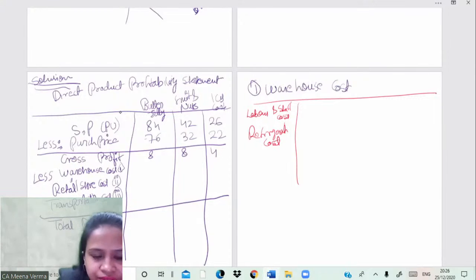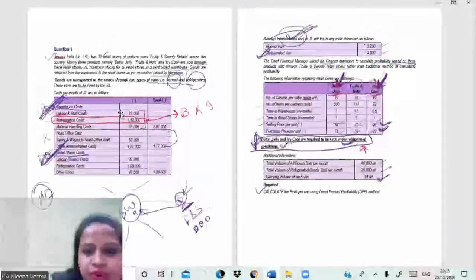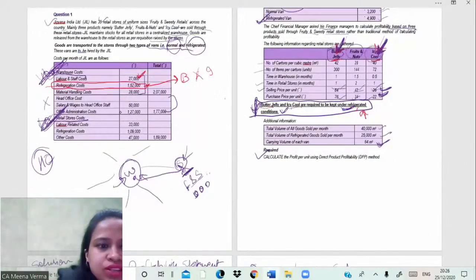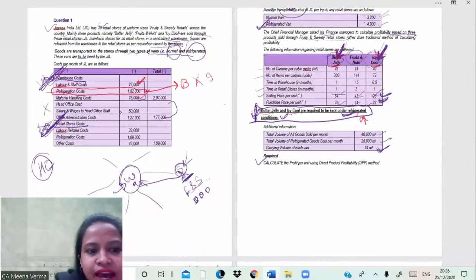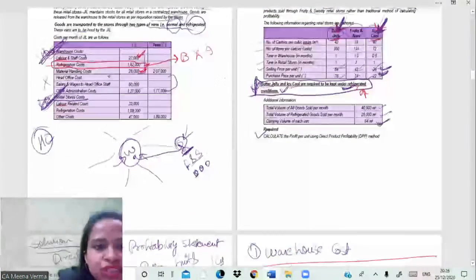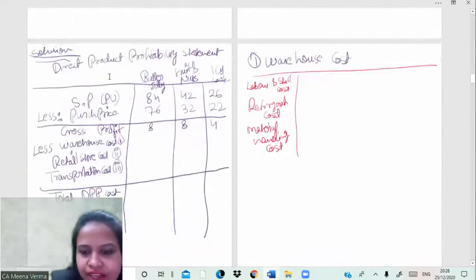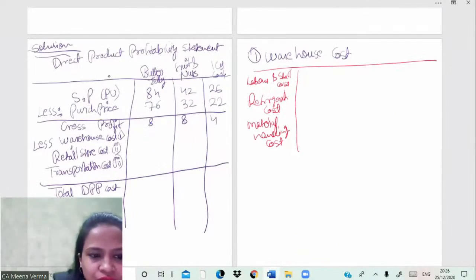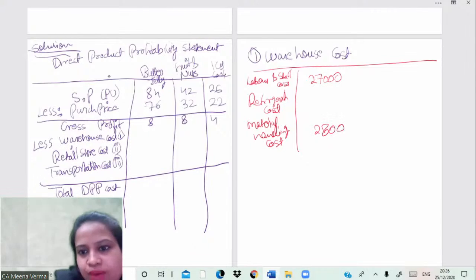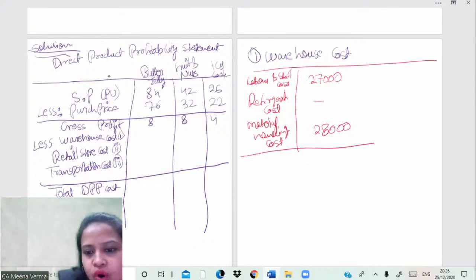Okay. And another one is material handling cost. So we have these three costs. You can see here that the labor and staff cost and the material handling cost, we will apportion these two costs in all the three products. The labor and staff cost is 27,000, and the material handling cost is 28,000. We will apportion these two costs on all three products.